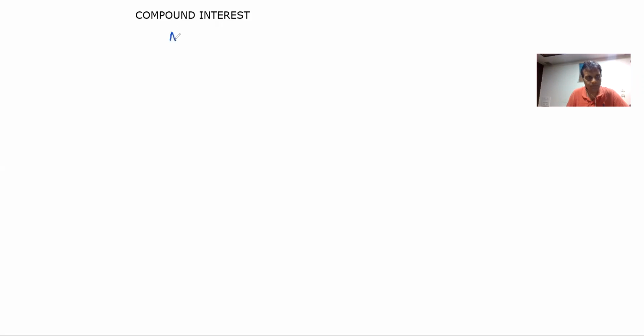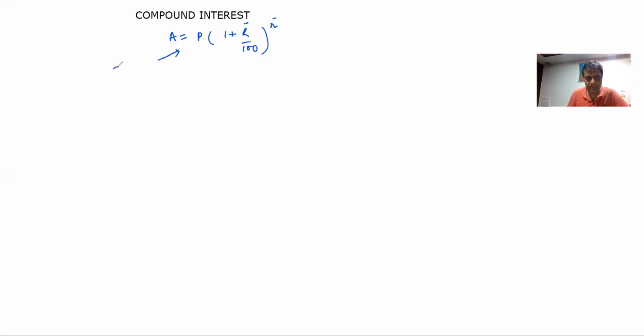Today we are going to talk about the chapter compound interest, and in this chapter we are going to talk about a very important formula, which is A is equal to P (1 plus R upon 100) to the power N. P is the principal, R is the rate of interest, and N is the number of years or the time. Have you ever wondered where this formula is coming from?